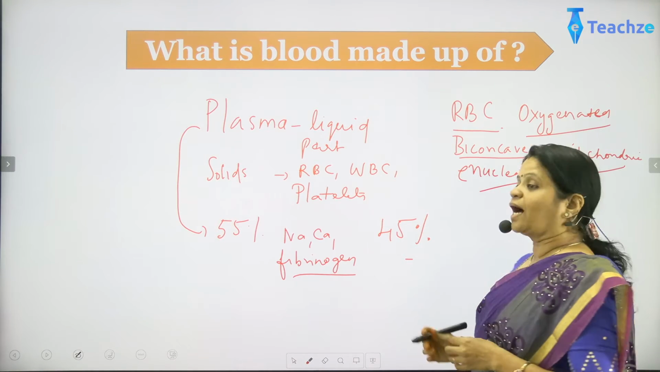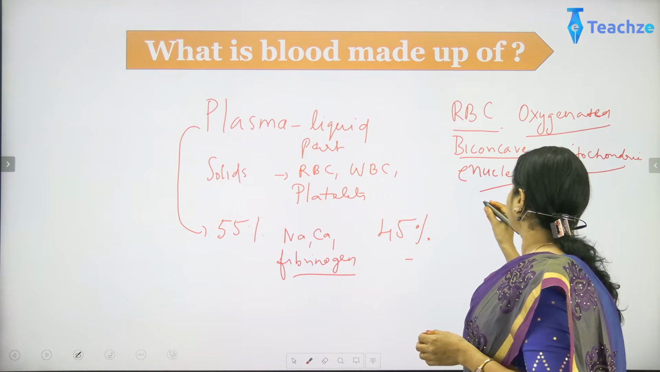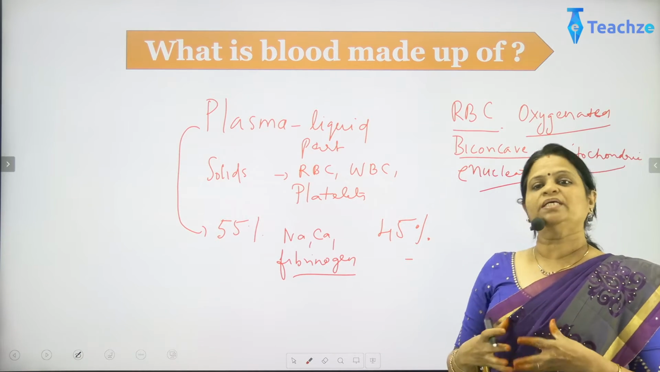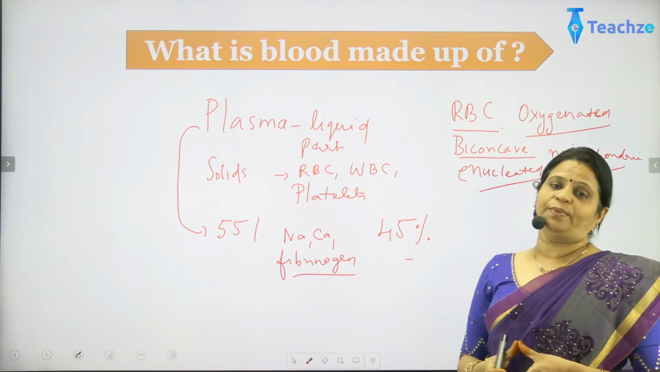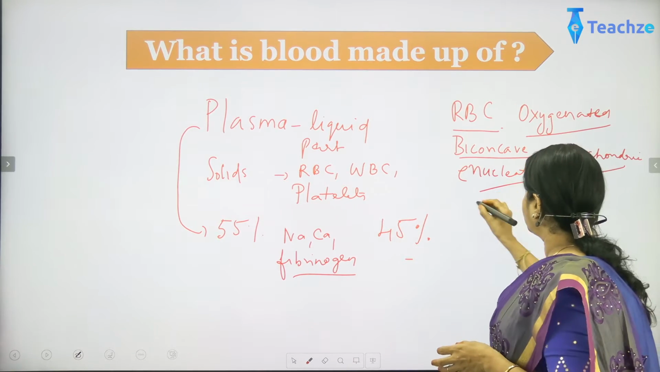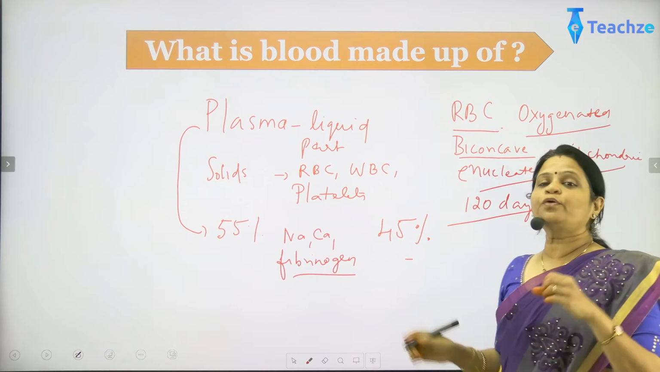Now RBCs are greater in number, as we said. RBCs are greater in number because they have to carry oxygen. That's why they are greater in number. Now what is their lifespan? Every cell will have its own lifespan. Now what is the lifespan we are talking about? It is 120 days. So my cells live only for 120 days.